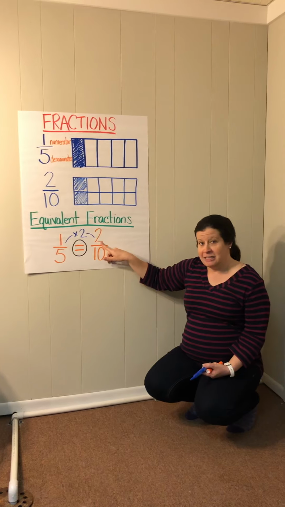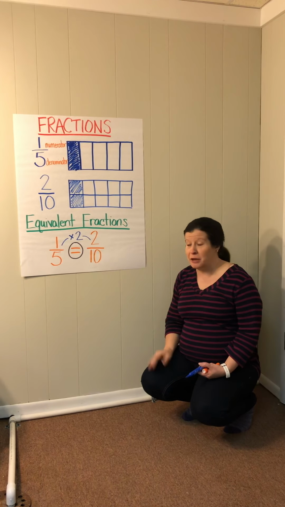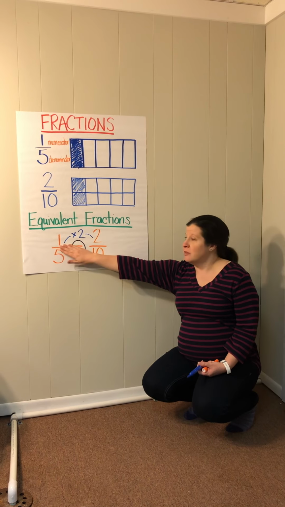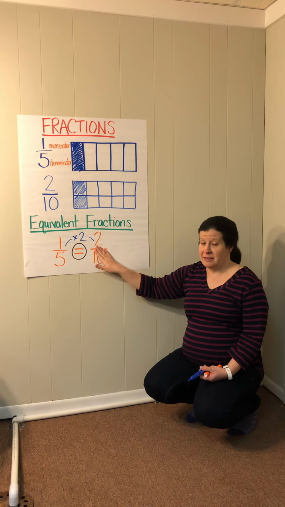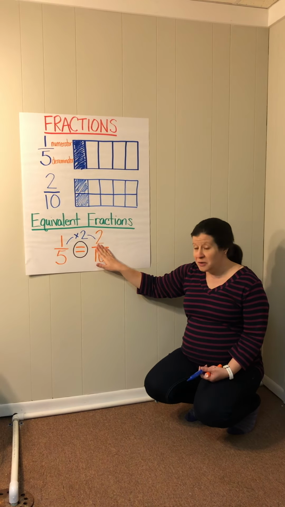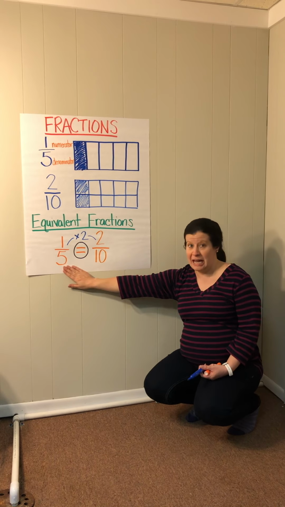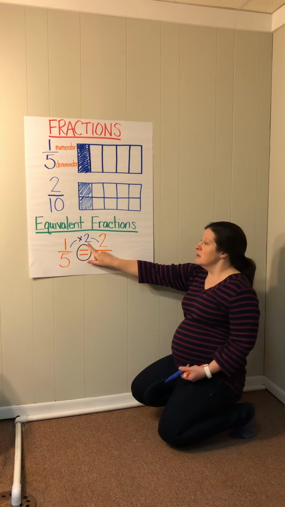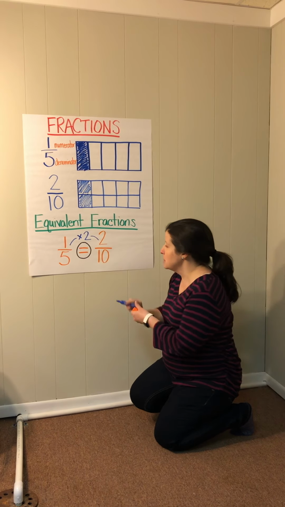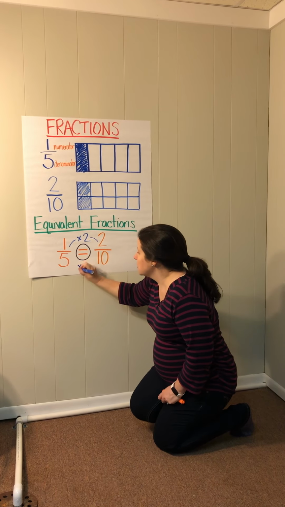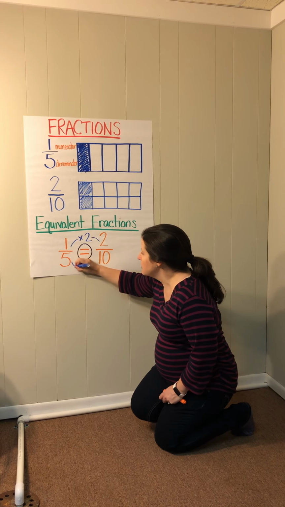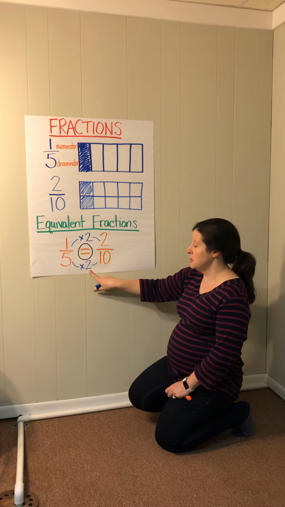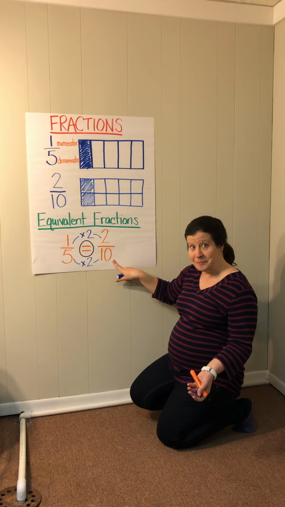To find 2 fractions that are equivalent to each other, whatever you multiply the numerator by to get the second fraction, you also have to multiply the denominator by that same exact amount. So since I multiplied 1 times 2, I'm going to multiply 5 times 2. And if you look, 5 times 2 is 10.